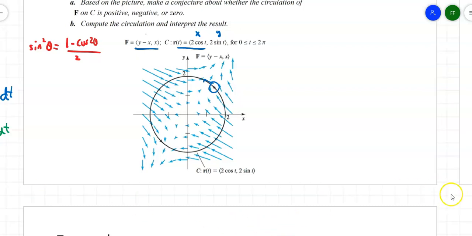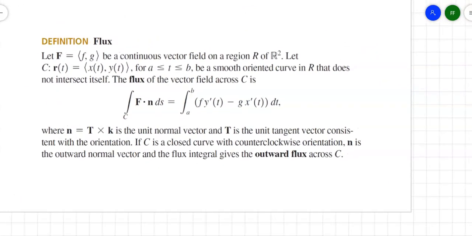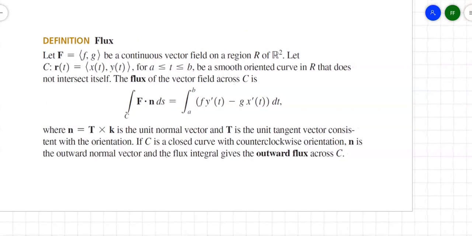Now, we have one more thing to calculate, and that is what we call the flux. So the flux tells me whether more vectors are pointing in or pointing out. It gives me the formula here that the flux is the dot product of the vector field and the normal vector. So we can write it like this, the integral of F y prime minus g times x prime.